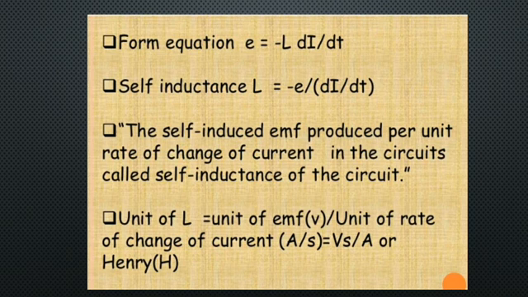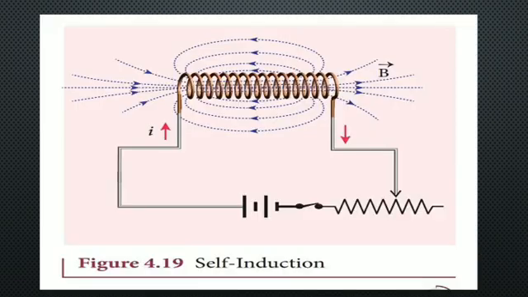Now in our book this is the self-induction diagram. This is the coil, the end of the coil is connected to the battery, positive and negative, through the resistance. The magnetic field is present, and this is the current. So when the current flows through the coil, a magnetic field is present around it.